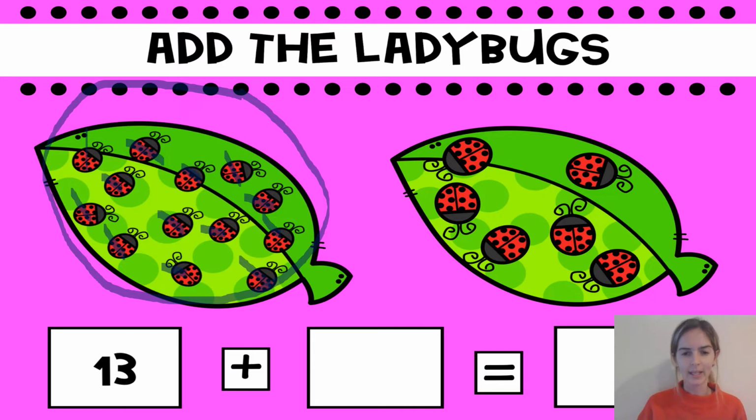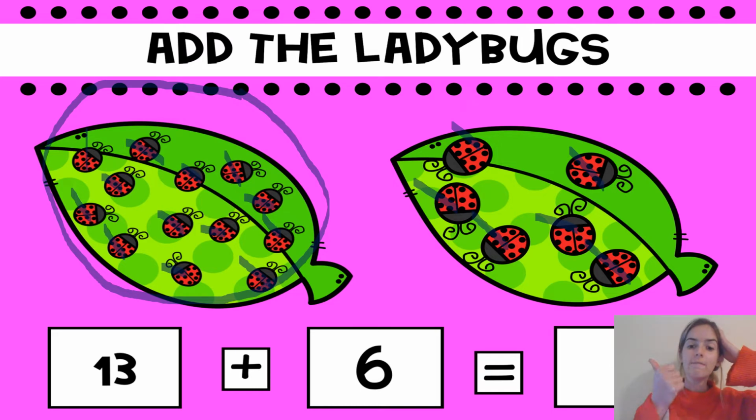So we are starting with 13. 13 plus something. Okay, so let's work out how many ladybugs are on this leaf. 1, 2, 3, 4, 5, and 6. 13 plus 6. Now let's use the counting on strategy. We'll put 13 in our heads, and let's count on. 13, 14, 15, 16, 17, 18, and 19. 13 plus 6 equals 19. Okay, well done everyone.